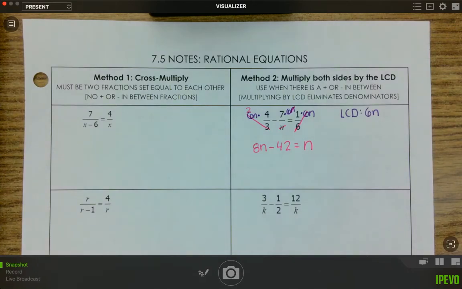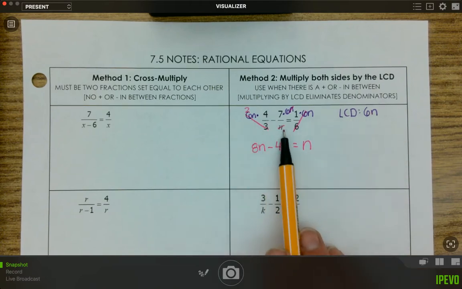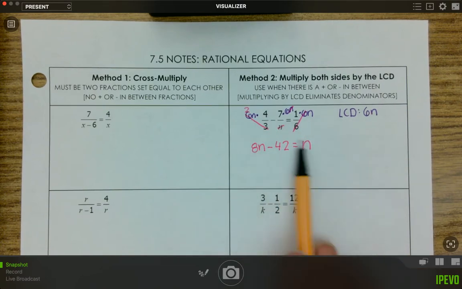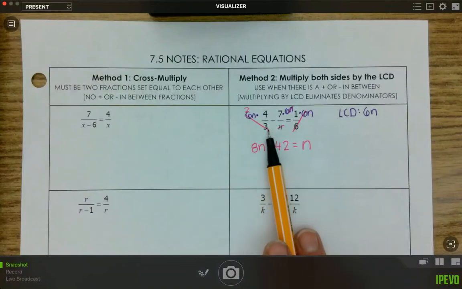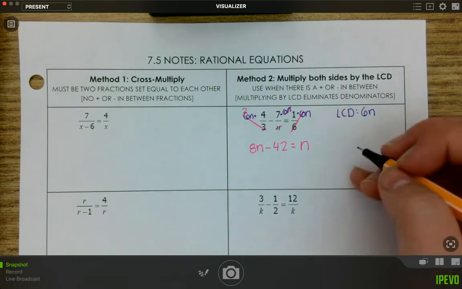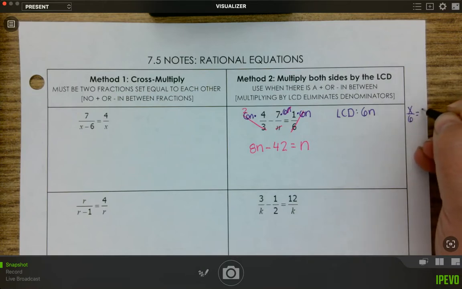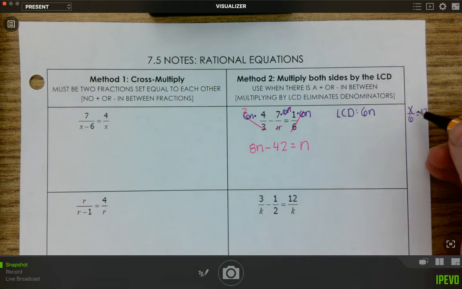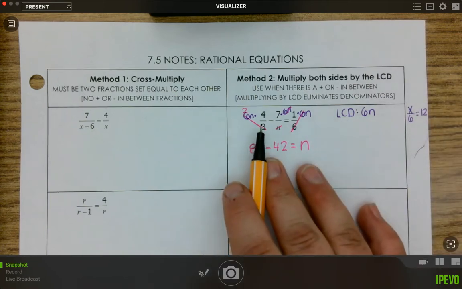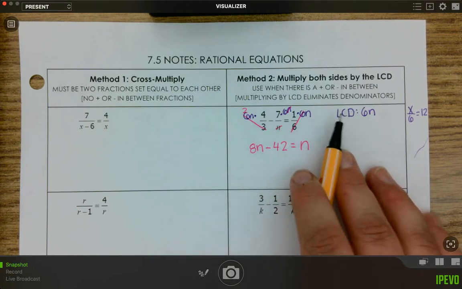So the whole idea is that by multiplying by the LCD specifically, you cross out the denominators, because we've now multiplied by something. This is still the equation that we started with. It's just been multiplied by 6n. And this is the same thing as if you had like x over 6 equals 12. You would multiply by 6 here and here to get rid of it. You're doing the same thing, it just needs to fit all three denominators. That's why you need to find the LCD.